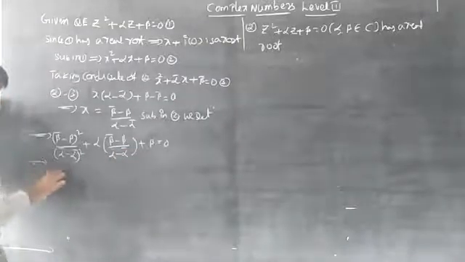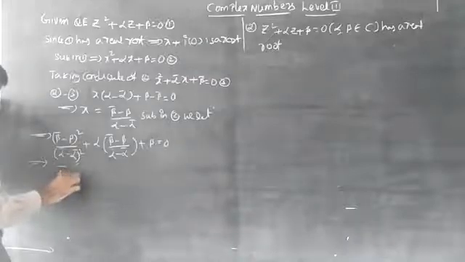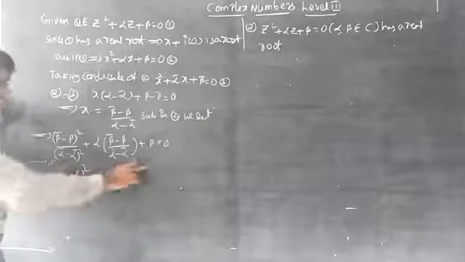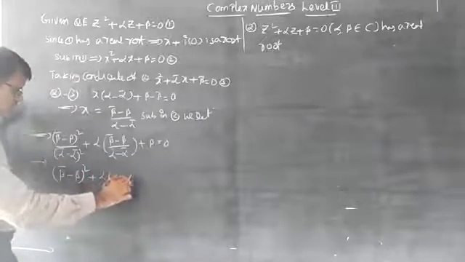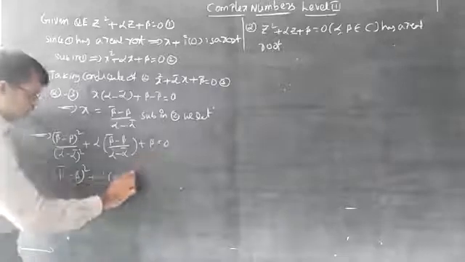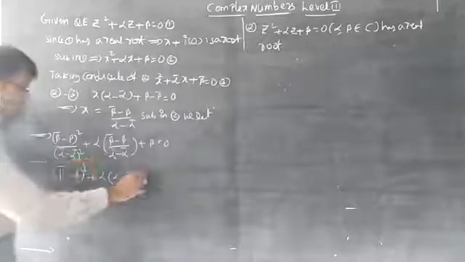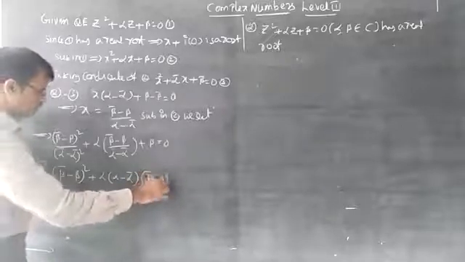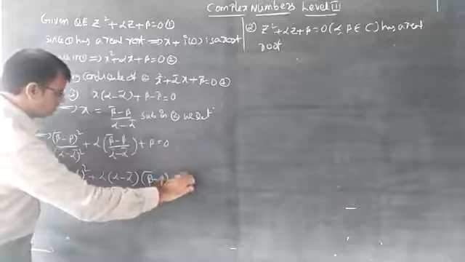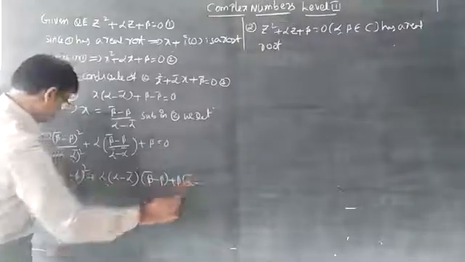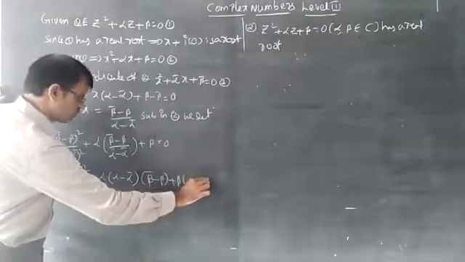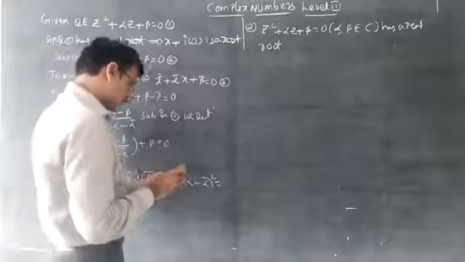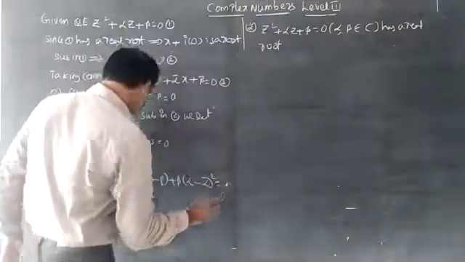Take LCM here. It becomes beta bar minus beta whole square plus alpha into, denominator becomes LCM as alpha into alpha bar whole square. So you can write here alpha minus alpha bar into beta bar minus beta, plus beta into alpha bar minus alpha whole square, equal to 0.